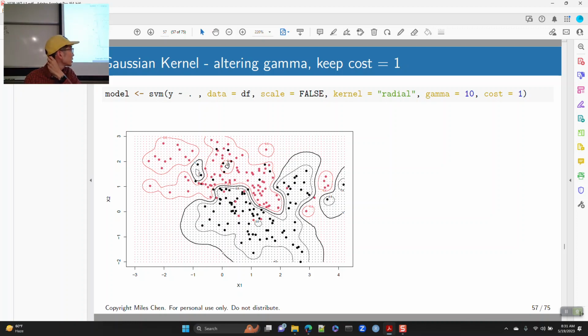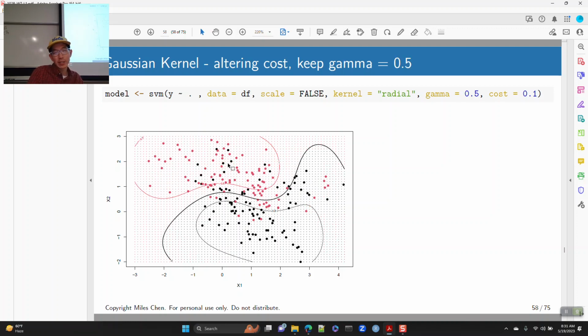So again, gamma, I would say, is related to how flexible the boundaries are, and cost is kind of like how much influence one point has. So imagine having this inflexible boundary that's hard to bend, but you can say, all right, this one point can really apply a lot of force onto the thing. Okay, so here I think I'm going to keep gamma at 0.5.